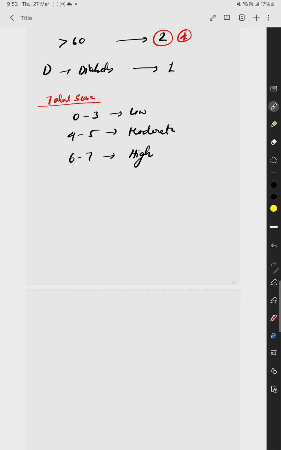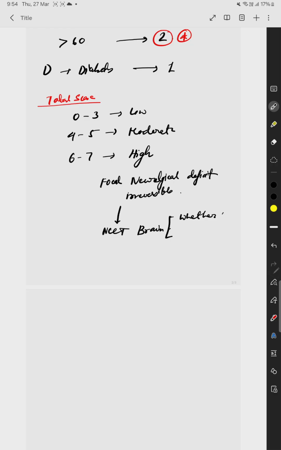Now suppose someone is presenting with a focal neurological deficit which is irreversible. What is the next step that we will do? The next step is an NCCT brain. Okay? Now they can ask in the question whether we can do an MRI. What will be the answer? The answer is yes, we can do an MRI. But then why are we not doing it?